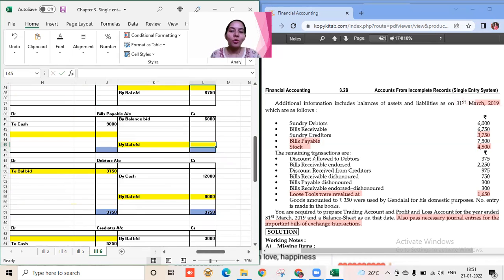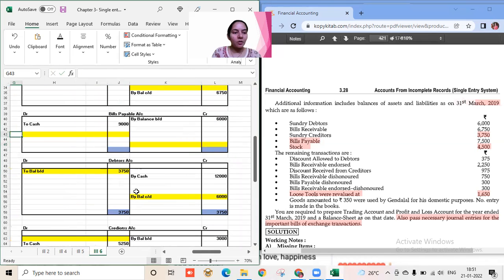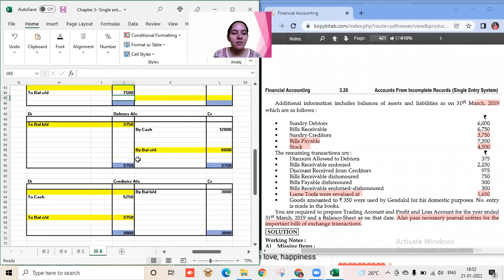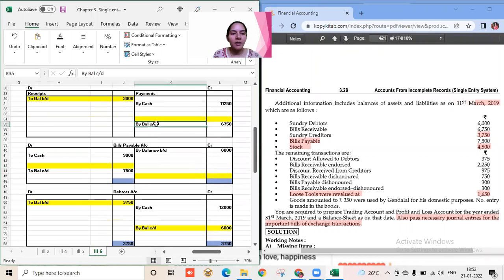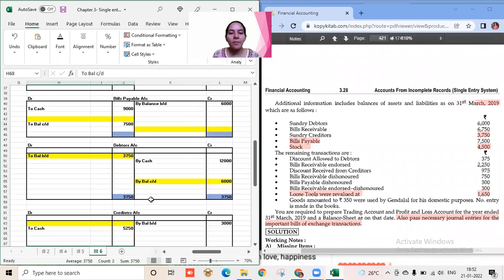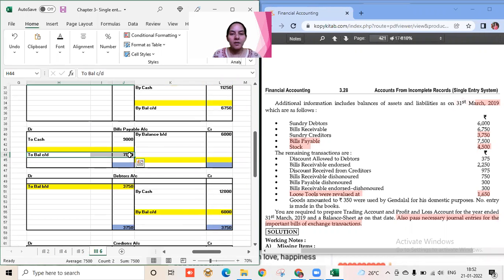Okay, so bills payable is 7,400. Closing balance will be written. Oh, sorry. The bills payable balance will come on the debit side. Sorry. Okay. So bills payable has a credit balance, so balance carried down will be on the debit side. So to balance carried down, which is 7,500. Check it once. Debtors' closing balance will come on the credit side, carried down. Bills receivable balance will come on the credit side, balance carried down. Sundry creditors, the balance will come on the debit side, to balance carried down, and bills payable balance will also come on the debit side, to balance carried down.